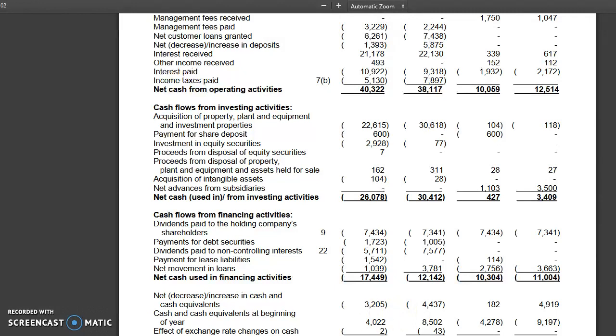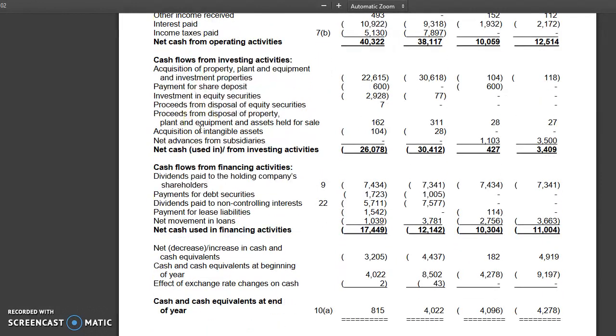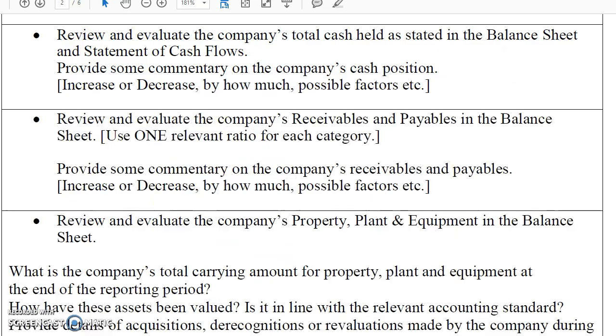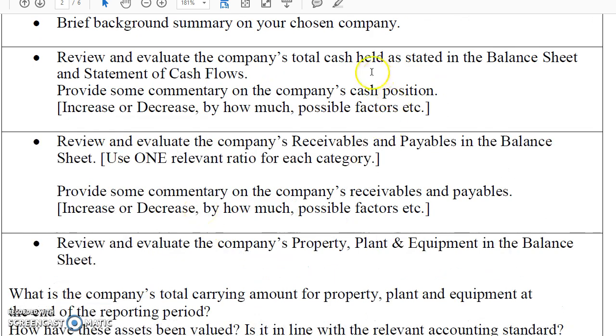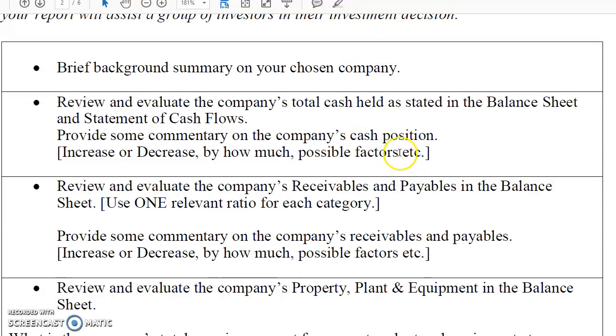Okay, so this is in terms of the cash flows. You have to show the figures, the increases and the decreases during the period as stated there in your assignment, and some possible factors that we have talked about in the cash flows, or the payments that they have made during the period.